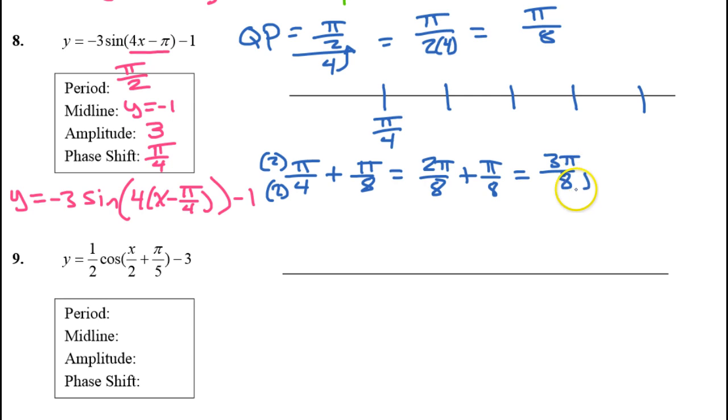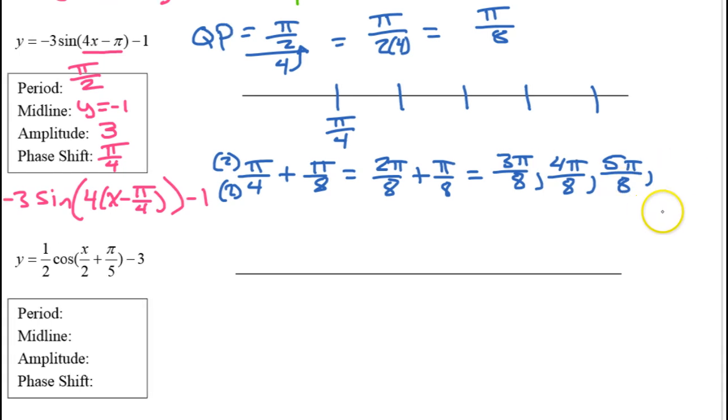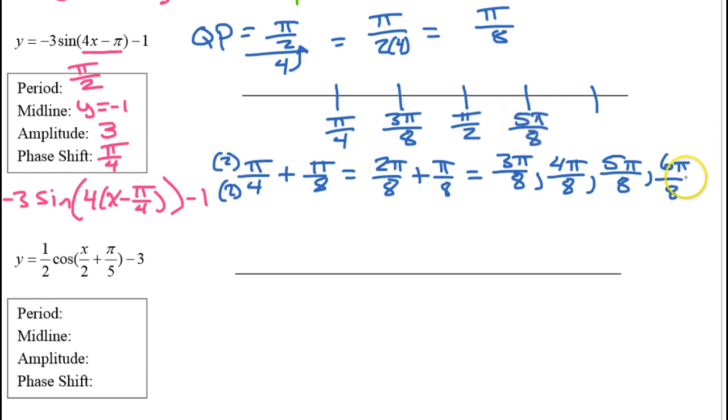But let's keep going. If I add another pi over 8, that would be 4 pi over 8. If I add another pi over 8, that would be 5 pi over 8. And then 6 pi over 8. Running out of space here. Some of these reduce. 3 pi over 8 does not reduce, so I'll just keep that the same. 4 pi over 8 is actually pi over 2. 5 pi over 8 does not reduce. 6 pi over 8 is 3 pi over 4.